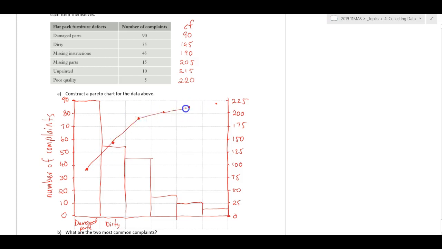So the idea of a Pareto chart is to give us an idea of what the biggest contributors are here. So certainly damaged parts are the largest, and the largest by a bit. And I can also see that, well, if I just take these first 4 categories, then I've accounted for nearly all of the complaints here anyway, right? I can see that these last few ones, yes, they're much smaller, and they only account for a small amount of the cumulative total.